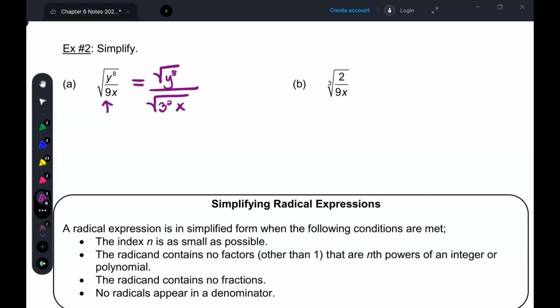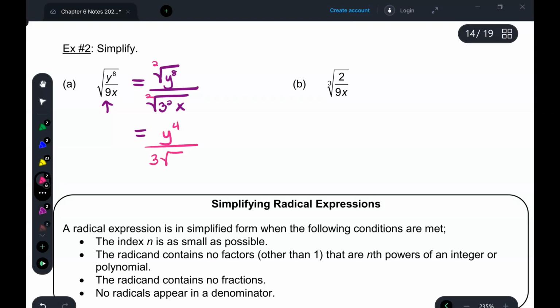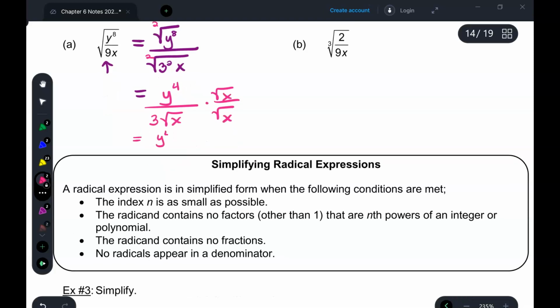What ends up being in the numerator? Remember, there's a little 2 here. What's y to the 4th? y to the 4th, and then over 3 with a square root of x left over. I wasn't able to pull that x out, but I was able to do the 3. Now, I don't want to leave square root of x in the bottom, so what are we going to multiply by? Good. Square root of x over square root of x. Wait, but what about the 3? The 3 just stays there. We don't need to worry about that because there's no radical over the 3. So we get y to the 4th square root of x over just 3x.